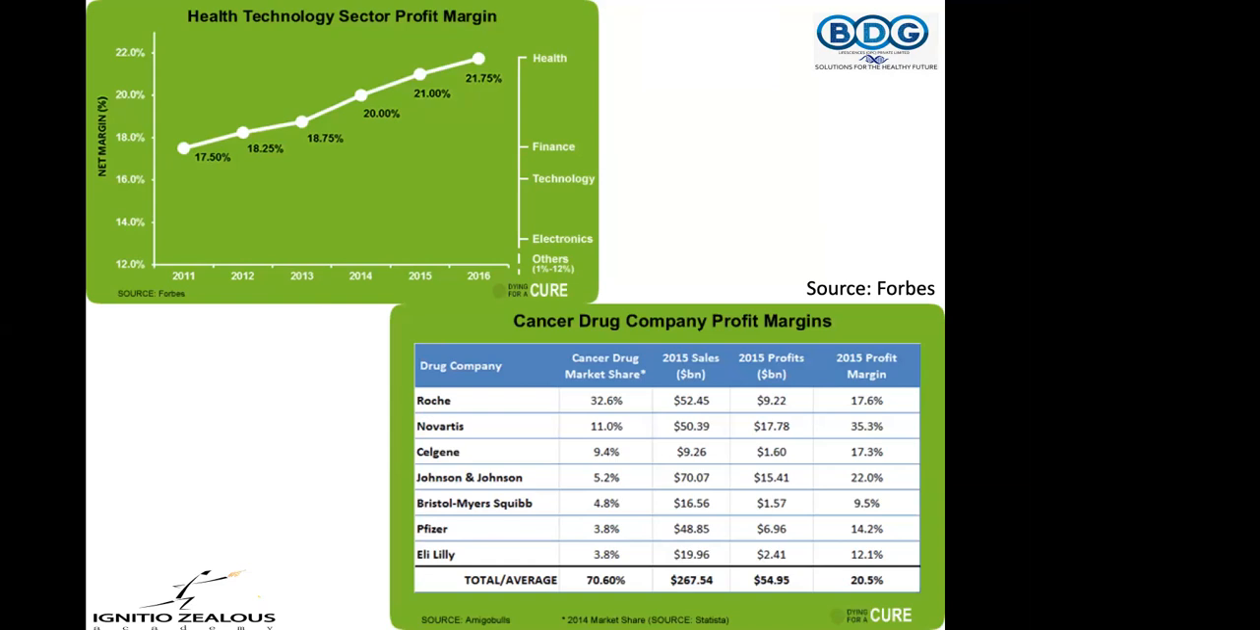And if I want to showcase some figures of top biotech industries in healthcare, Roche, Novartis, Celgene, Johnson & Johnson, you can always see their sales and profits in $1 billion every year. That's what they are having. So imagine the quantum of business these industries are doing.